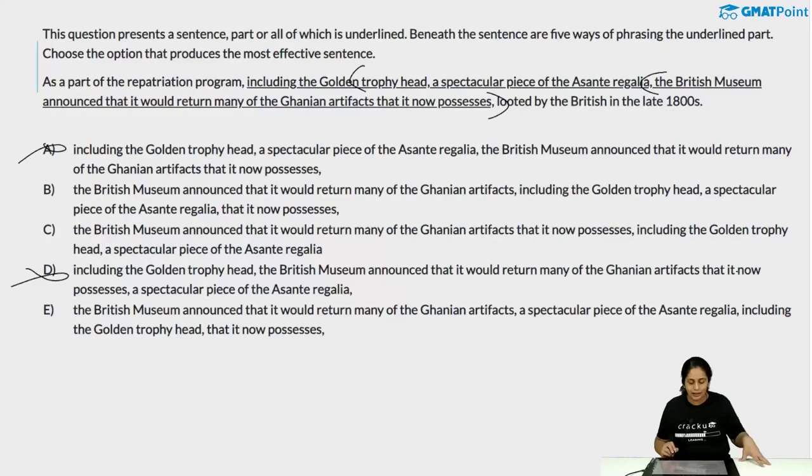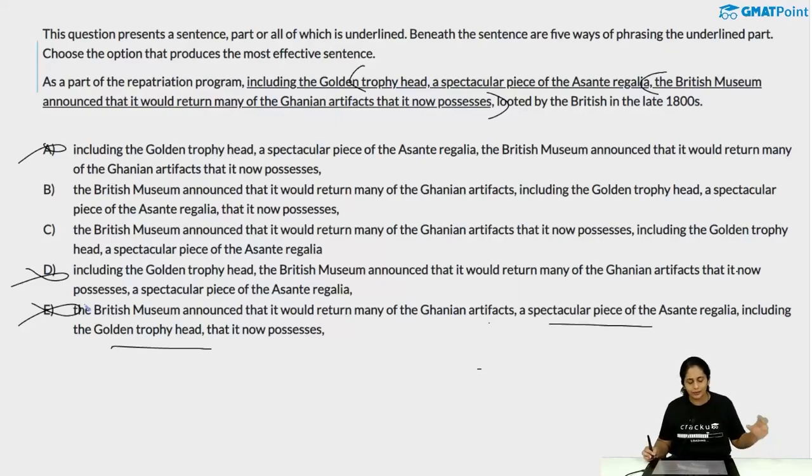So from B, C and D, there is a switching between which of them comes first. So here you have that a spectacular piece of Asante regalia, including the golden trophy head. Here again, these two orders are interchanged. The golden trophy head is a spectacular piece of Asante regalia. So the fact that it is that, including that, should come first. The modifier should come after the thing that it is modifying has come, because otherwise it doesn't make sense. What is a spectacular piece of Asante regalia? The golden trophy head. So that should come first. So D also can be eliminated. That leaves us with B and C.